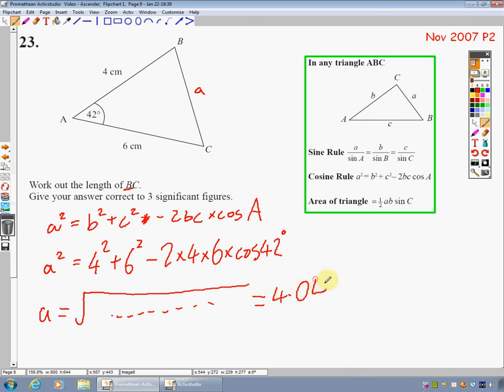It wants it to 3 significant figures, so I'm going to go 1, 2, 3. This is our third significant figure. I'm going to draw a line after it. Is it going to stay as a 4 or go up to a 5? It's a 0 after it, so it's going to stay as a 4, so it's going to be 4.04 centimetres, and that's going to be our answer. I hope that was speedy enough for you. Let's pop back to Miss Mina.